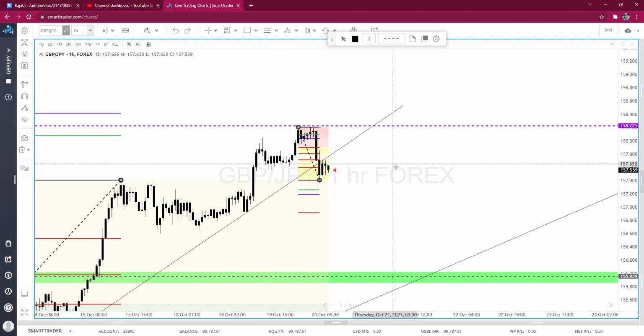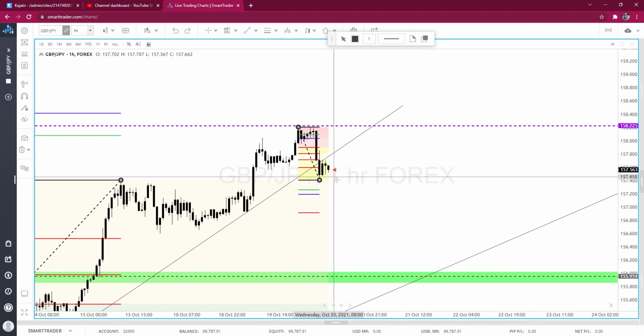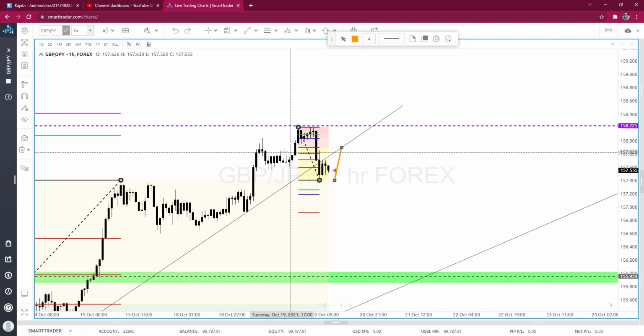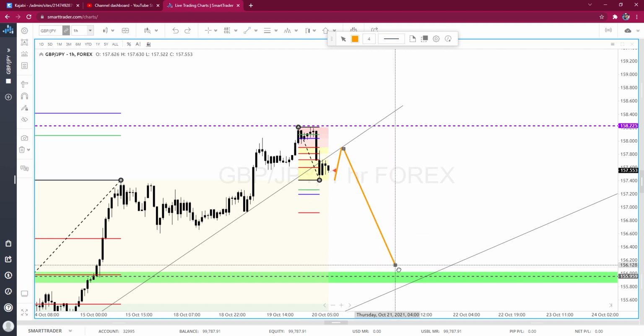There we go. Okay. So we may see something like this. Now that we've got that low, we may see price come back and retest. Let me draw this out. What was that, a 4? We may see price come back and retest and see a move like this.